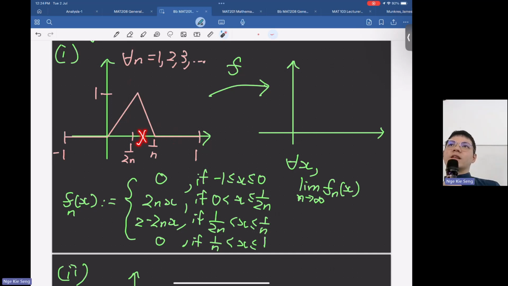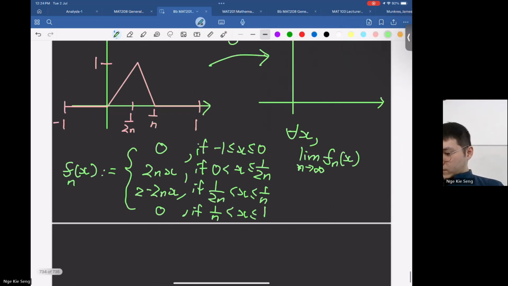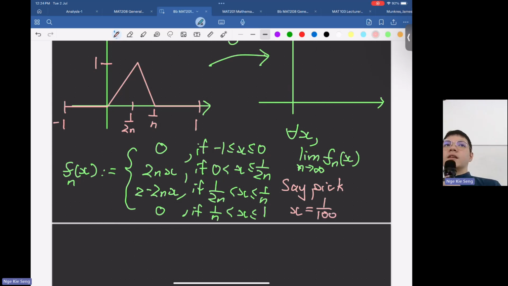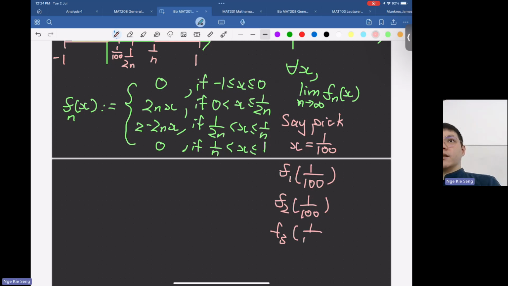What is the limit of f_n(x) at this point, for example? Let's say we pick x equals 1 over 100. How small is x equals 1 over 100? Maybe around inside here, correct or not? Then we want to check what is f1 on this guy, f2 on this guy, f3 on this guy. Correct or not?